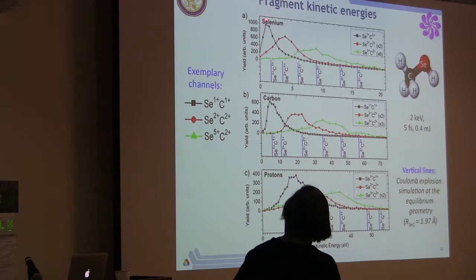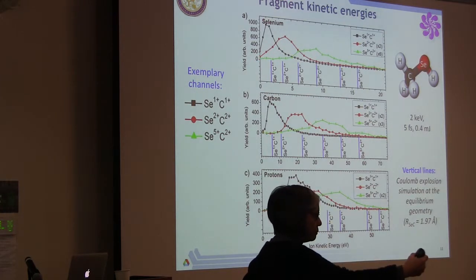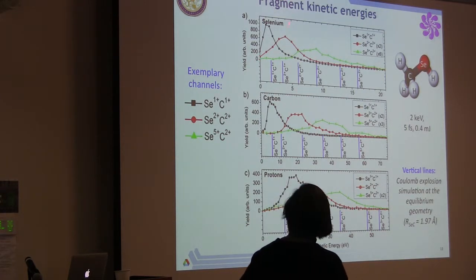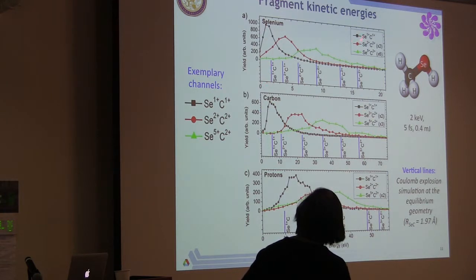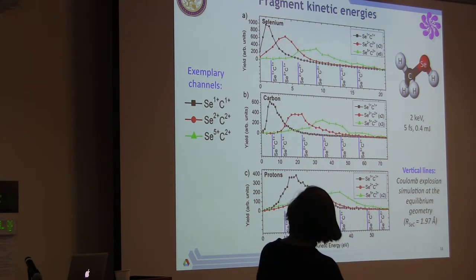So this is the kinetic energy of the selenium fragment. The selenium fragment includes the carbons. This is what you would expect. They're not from the single channel. Well, this is this channel, selenium 1 plus carbon 1 plus, right? And then the red is this other channel, selenium 2 plus carbon 2 plus. What you see is that for this low charge channel it matches more or less the equilibrium. But when you get to some of these other charge states, it doesn't match, right?